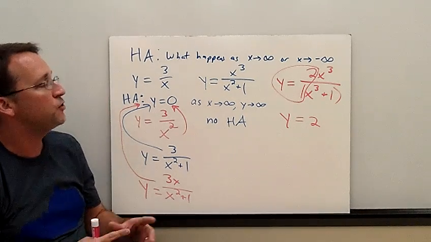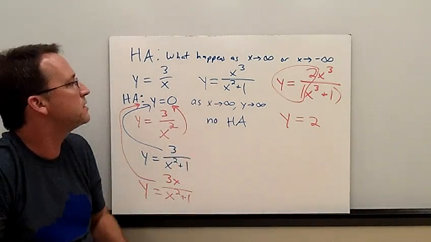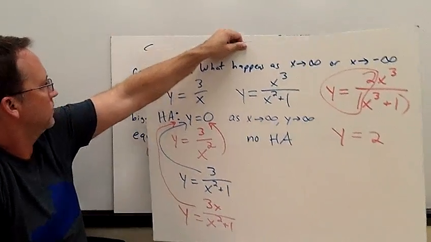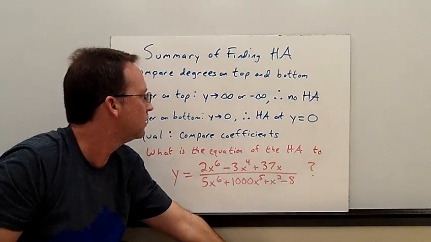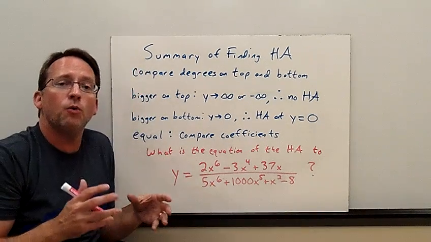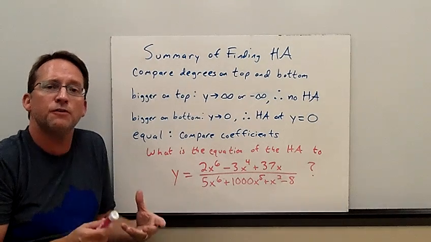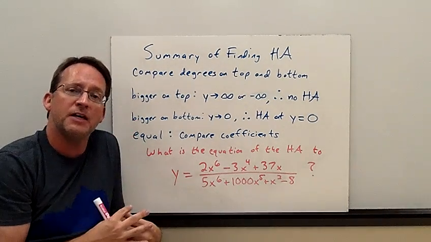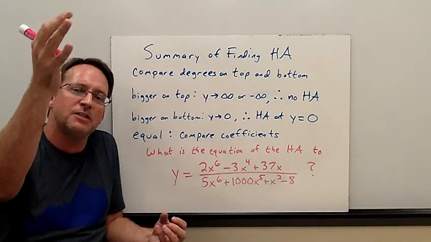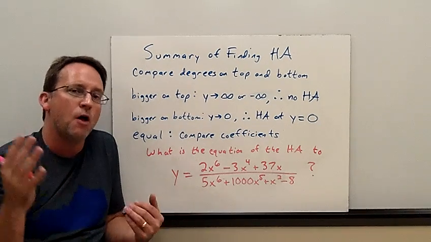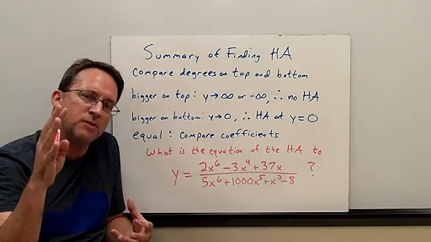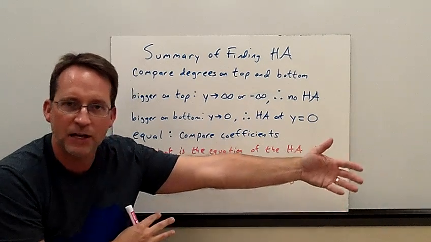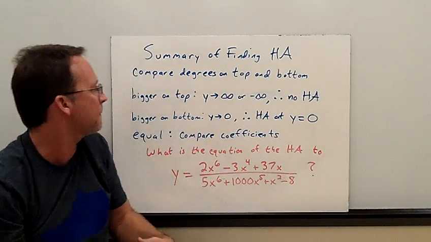I want to wrap this up by trying to summarize what we've seen with these horizontal asymptotes. Here we go. To find where the horizontal asymptote is for your rational function, you want to compare the degrees in the numerator and the denominator. What's the largest exponent on top? What's the largest exponent on the bottom? Those are the only terms that matter. Any smaller degrees will become unimportant as you make x bigger and bigger.